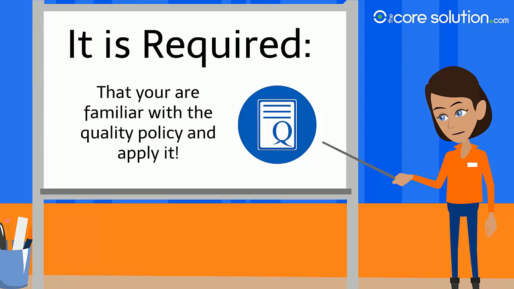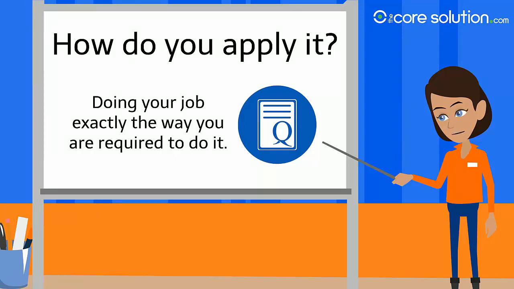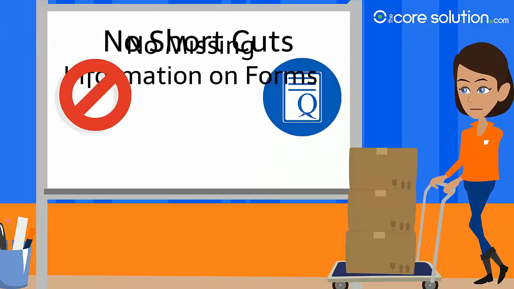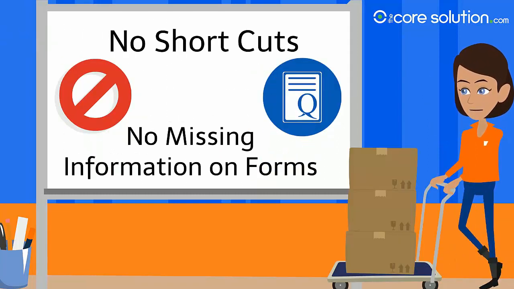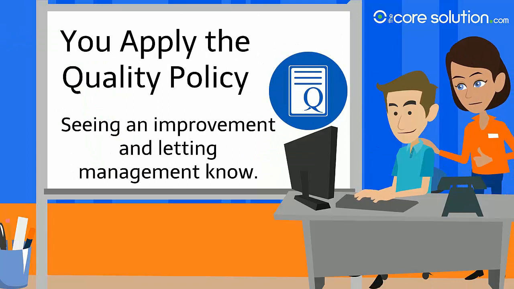By doing just that. You apply the quality policy as you do your job exactly the way you are required to do it. No shortcuts, no missing information on forms. You also apply the quality policy when you see something related to your responsibilities that can be improved and let someone know. Don't just change it on your own, inform your manager or supervisor of the improvement idea.